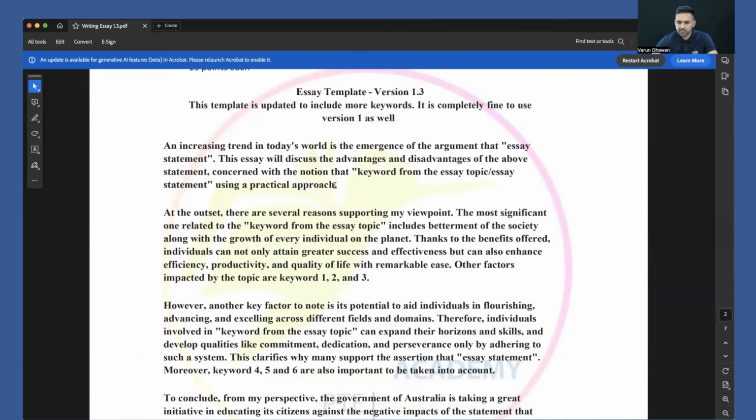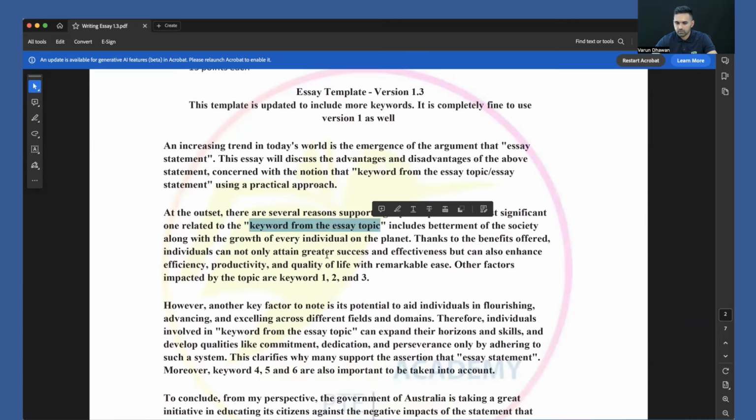Then you write, this essay will discuss the advantages and disadvantages of the above statement concerned with the notion that. Over here, you can write a few keywords from the statement. Then, at the outset, there are several reasons supporting my viewpoint. The most significant, related to the keyword from the essay topic, you can just write the main word here or a small phrase, includes betterment of the society along with the growth of every individual on the planet.